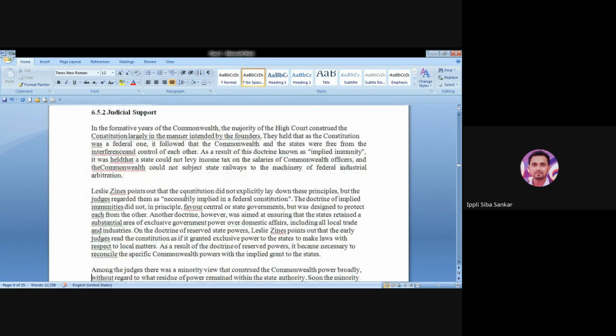Judicial interpretation. In the formative years of the Commonwealth, the majority of the High Court construed the Constitution largely in the manner intended by the founders. They held that as the Constitution was a federal one, it followed that the Commonwealth and the states were free from the interference and control of each other. This was the result of the doctrine known as implied immunity. It was held that the states could not levy any income tax on the salaries of Commonwealth officers, and the Commonwealth could not subject state railways to the machinery of federal industrial law.